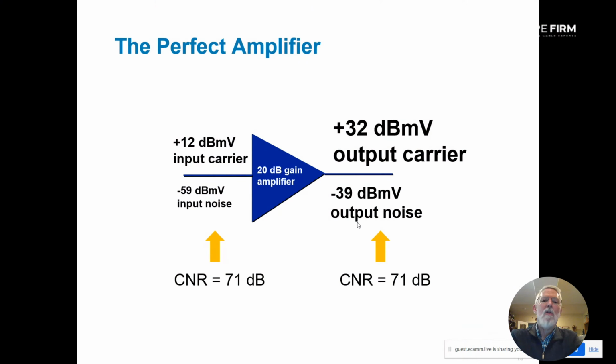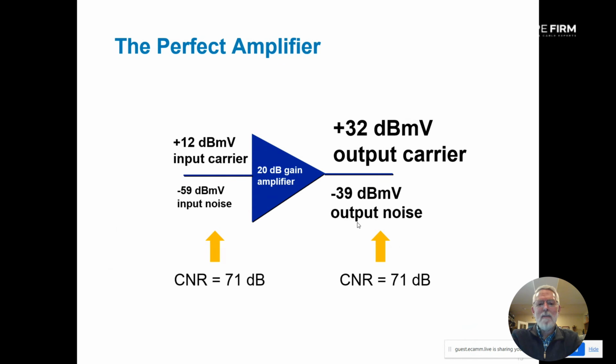Anyway, so let's look at a block diagram here of a perfect amplifier. Of course, we know in real life these things don't exist, but we'll start with this discussion first. So let's say we've got our minus 59 dBmV thermal noise at the input to the amplifier from our resistor. And then we'll figure out how to inject a 12 dBmV input carrier. And we'll assume that that's coming from a noiseless source, because otherwise things start to get a little messy.